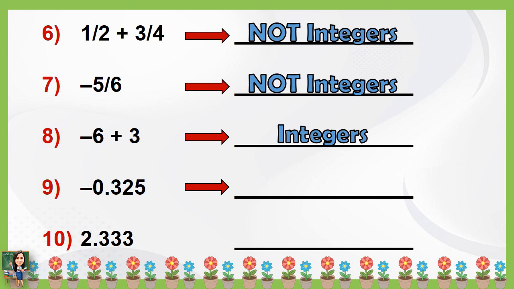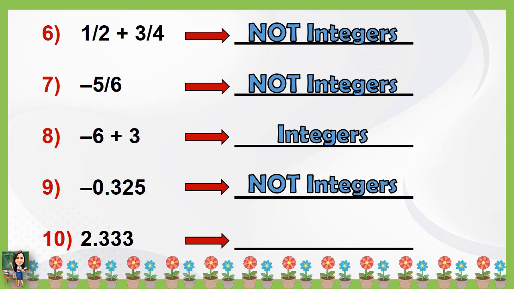Number 9, negative 0 and 325 thousandths. Is it integer or not integer? Very good. The correct answer is not integer. And number 10, 2 and 333 thousandths. Is it integer or not integer? Very good. The correct answer is not integer.